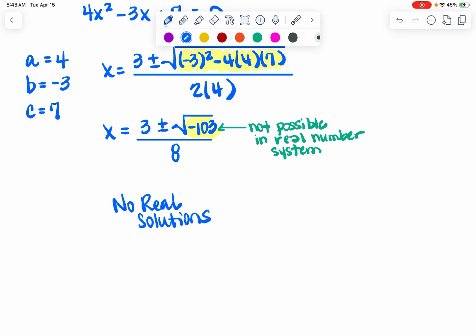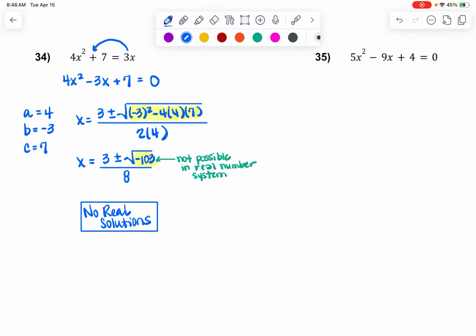He does have solutions, but they don't exist in the real number system. They exist in the imaginary number system, which again, you'll learn about that in Algebra 2. So for now, our answer is just no real solutions.